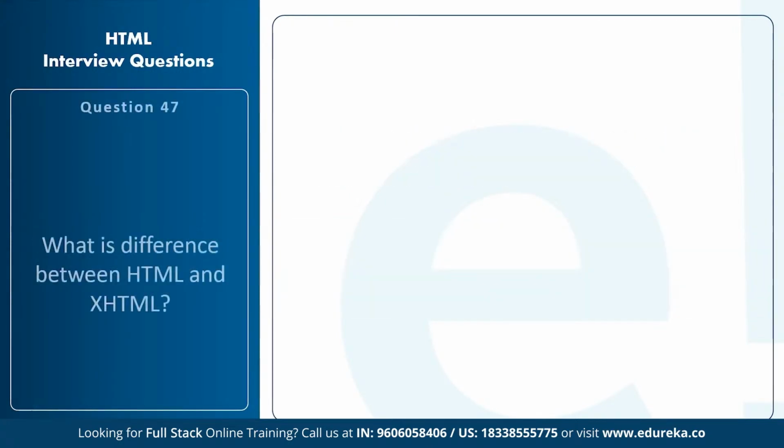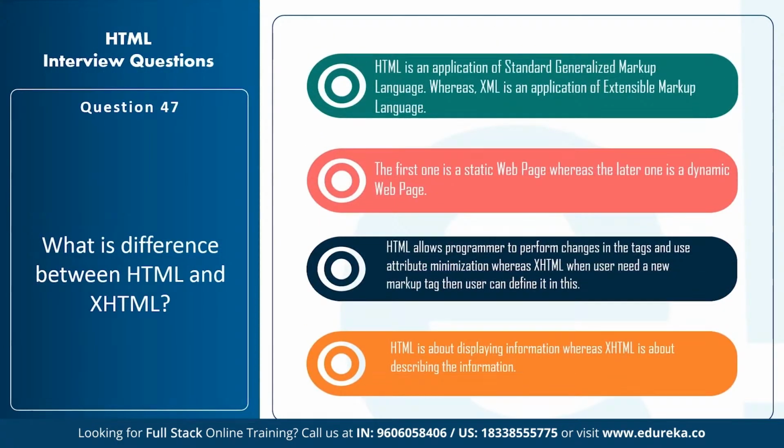Now moving on to the next question, what is the difference between HTML and XHTML? Now this is one most frequently asked question. So the differences between HTML and XHTML are: HTML is an application of the standard generalized markup language, whereas XHTML is an application of the extensible markup language. Now the first one is actually a static web page, whereas the latter one is a dynamic web page.